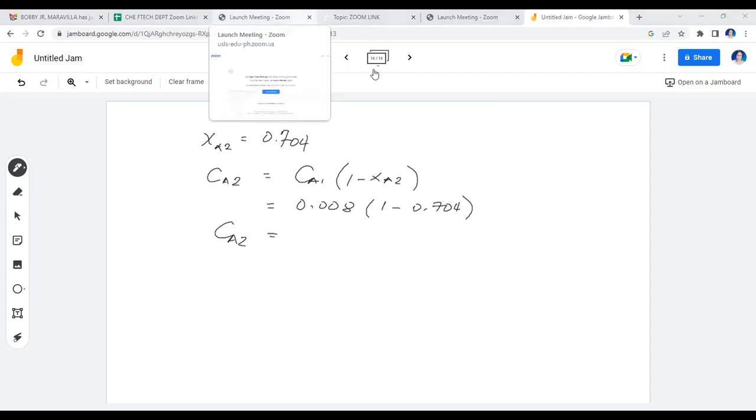So your CA2, the concentration of A leaving the PFR, Nika wrote here 0.002368. Our set units here is mole per liter. And by the way, we already changed our volume units for our reactors from cubic feet to liters. That way we won't have any conversion anymore. So this is our CA2.